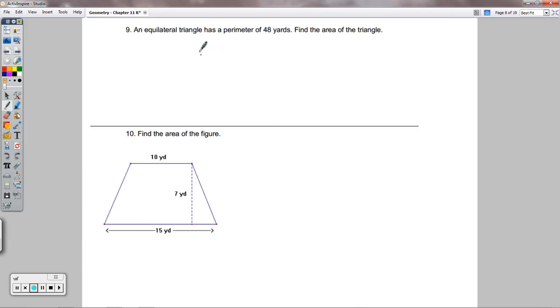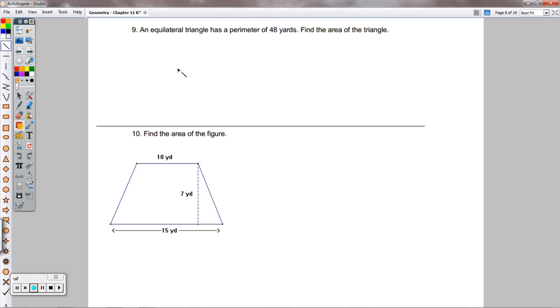Number 9. So an equilateral triangle has a perimeter of 48 yards. Find the area of that triangle. So I'll draw the best quick equilateral triangle I can. That looks pretty good there. Equilateral means these are all the same. And the perimeter is 48 yards.